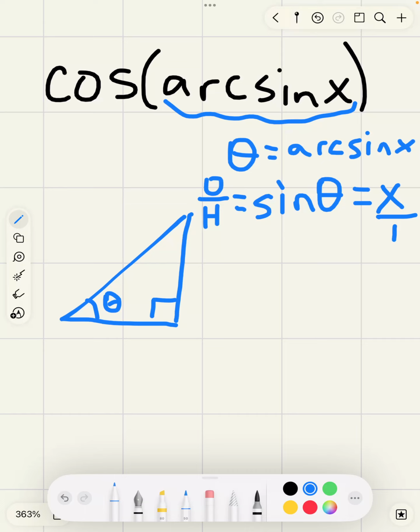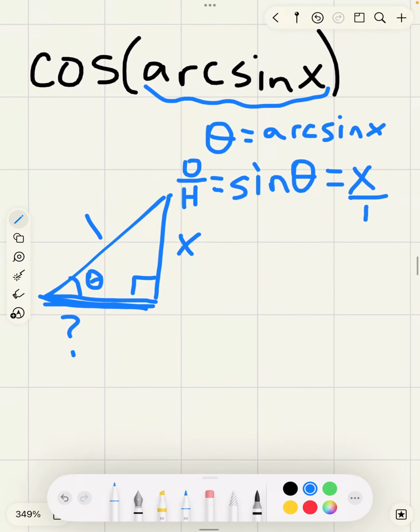So what that tells me is that the opposite side from theta is x, and the hypotenuse, which is always across from the right angle, is 1. So to figure out this other side here, because I'm going to need this one to find cosine of theta, I can use my Pythagorean theorem. So I want to know this guy before I can answer the question.